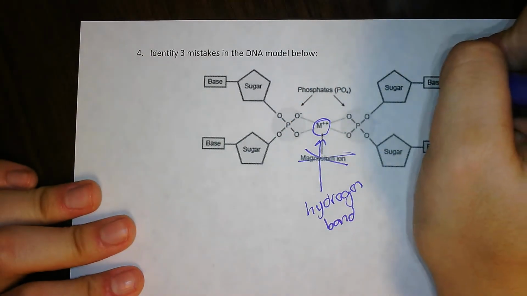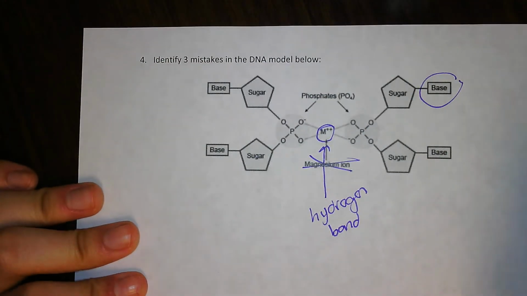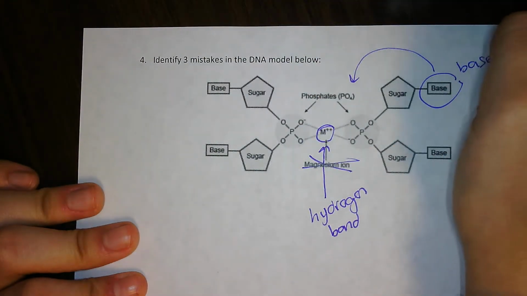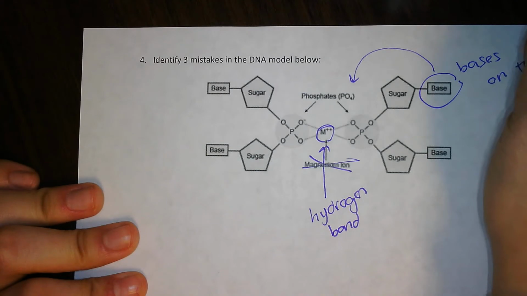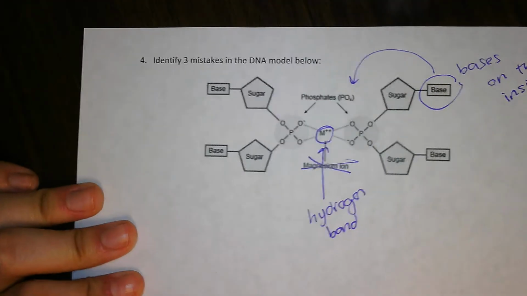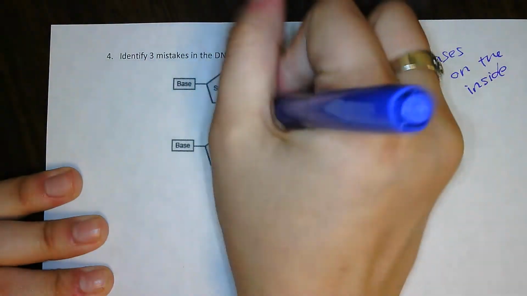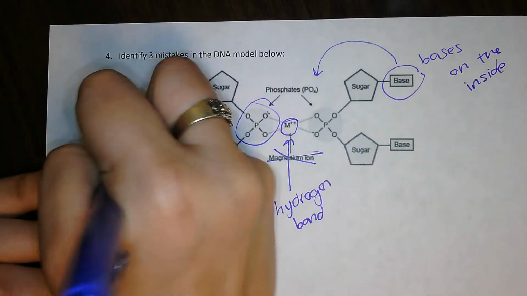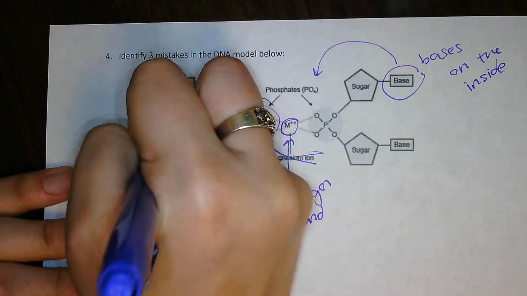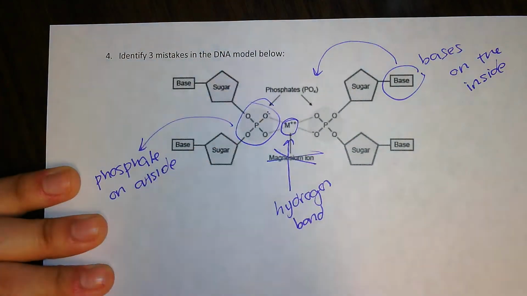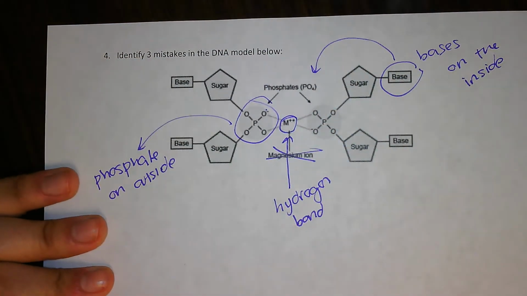This one has the bases on the outside. I know that my bases should be on the inside. Bases on the inside of the DNA, and they're held together by hydrogen bonds. And I see that my phosphates are on the inside. My phosphates should be on the outside. Phosphate on the outside. So those are 3 mistakes that I can identify in this model.